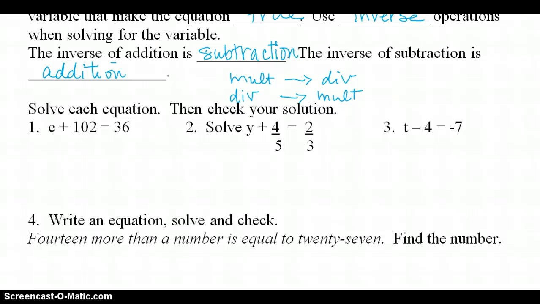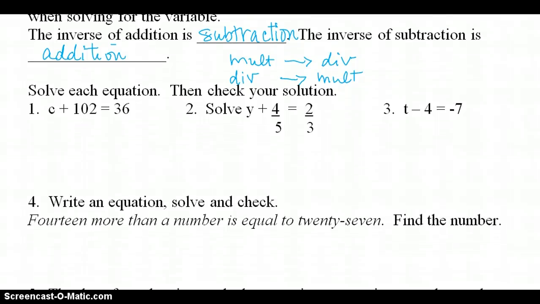All right, so here's an equation, and we're asked to solve each equation. But then it also asks us to check our solution. To solve this equation, I want to isolate C. So I need to undo what's happening to C. The inverse of adding 102 would be to subtract 102.